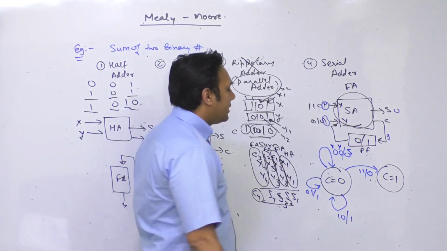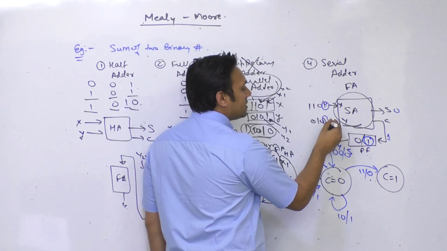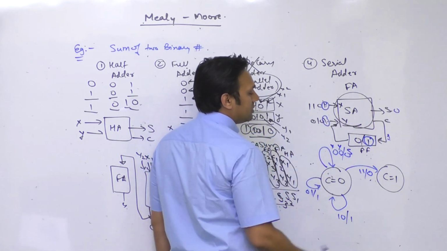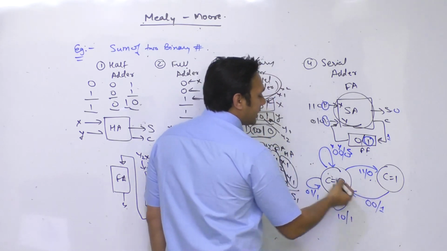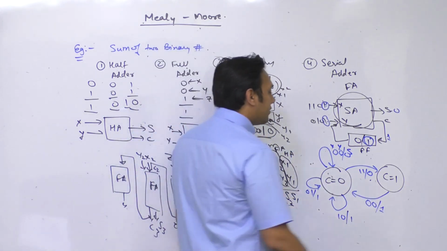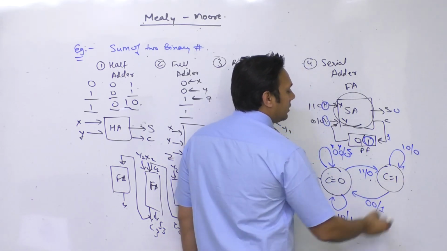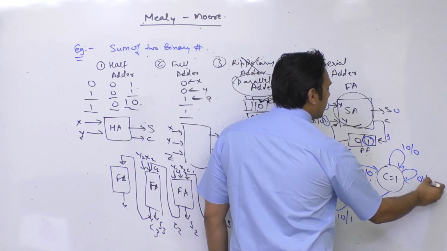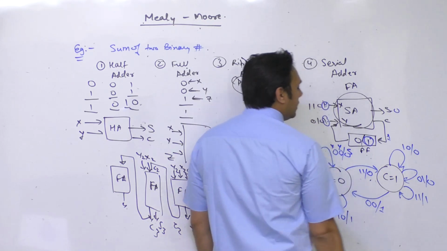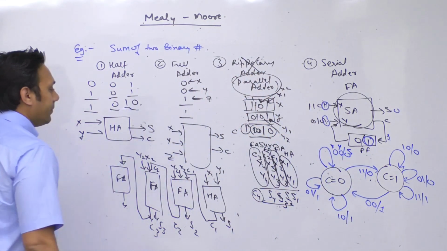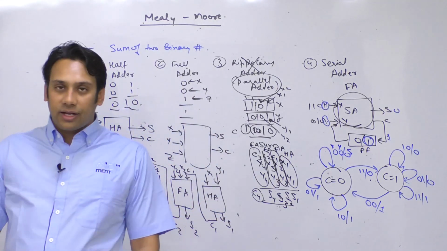Now in this next state, because this flip-flop is already storing a value 1, if you give a 0 here, the sum will be 1 and the carry will be 0. So if you give 0 0, then the sum will be 1 and the carry will be 0. But if you give 1 0, in that case the sum will be 0 and the carry will be 1. If you give 0 1, the sum will be 0 and the carry will be 1. If you give 1 and 1, then the sum will be 1 as well as the carry will also be 1. So this is the state transition diagram, and we have already seen this state transition diagram.